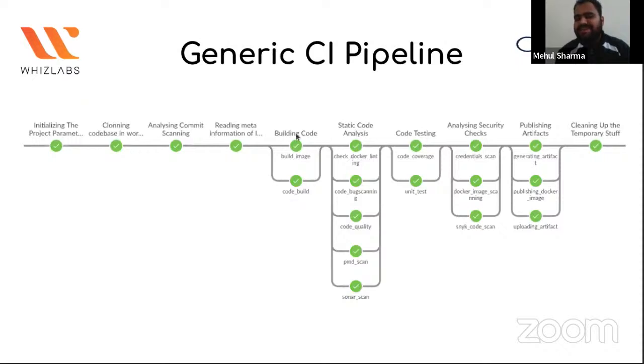But here we can save some time by running them in parallel. So this is what we are doing in this pipeline. After building the code, we perform the static code analysis. So we can check Docker linting, or bugs, whatever we want to check, like code quality: PMD scan, Sonar scan, whatever we want to perform. After that we perform the code testing, like code coverage, unit testing, and after that analysis and security checks.